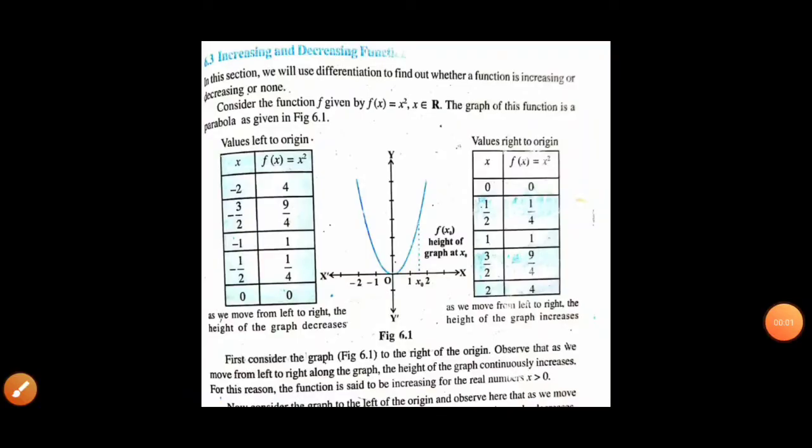Good morning everyone. Here we are starting application of derivative: increasing and decreasing functions. Here we will use differentiation to find out whether the function is increasing, decreasing, or constant, that means not increasing, not decreasing.